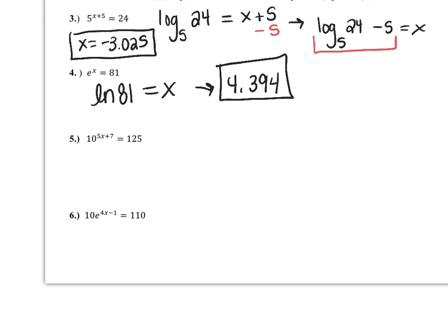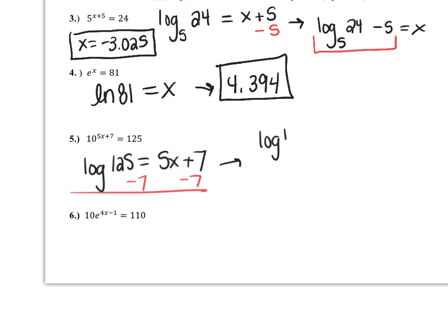Number 5, log base 10. So this is just the common log of 125 equals our argument, 5x plus 7. Now we got to get x by itself, so we'll subtract 7 from both sides, which is log 125. This is by itself, so we're going to sort of call this parentheses so we don't get it confused, minus 7.